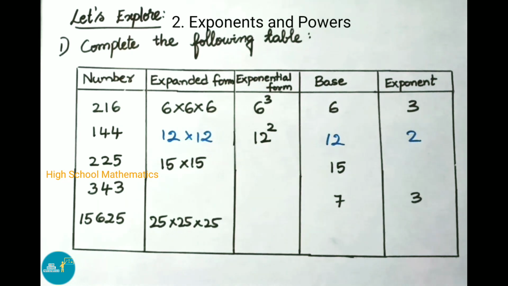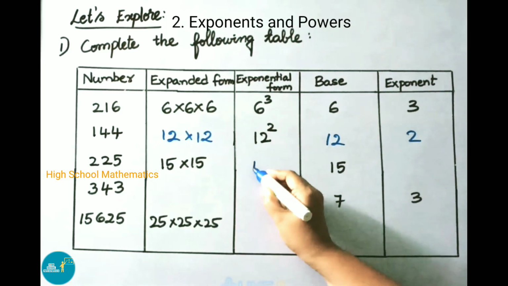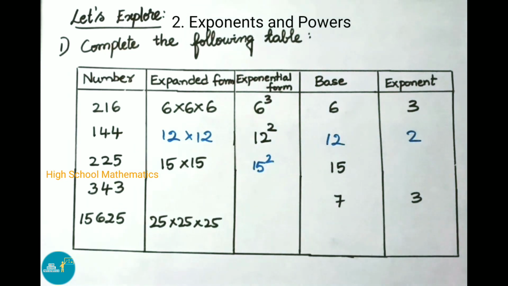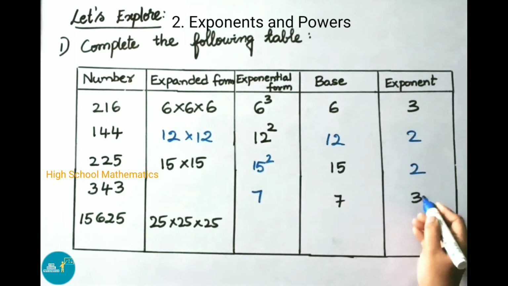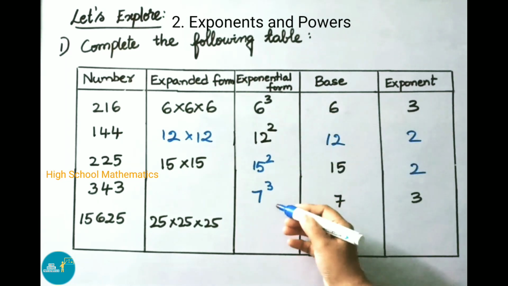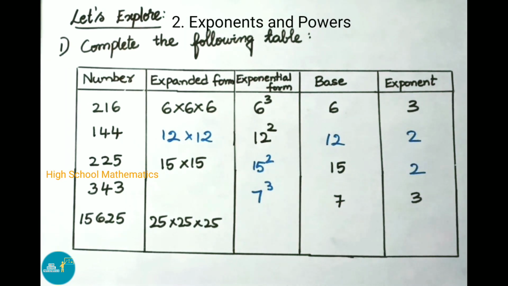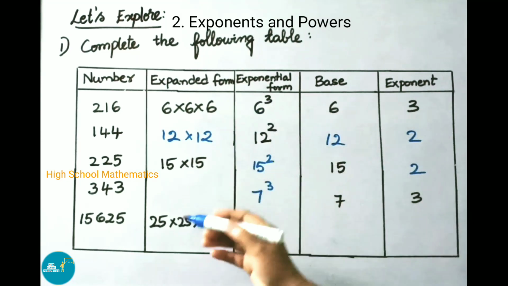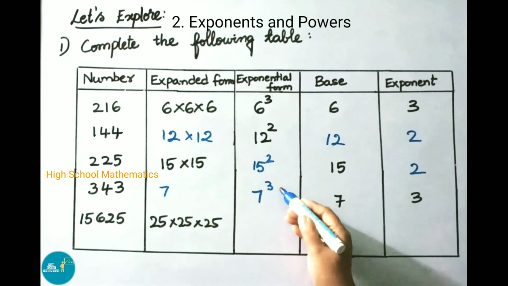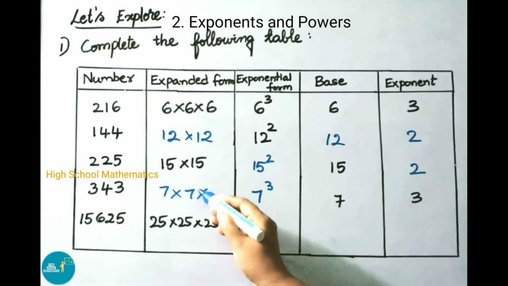Now the next one, 225. They have given the expanded form, that is 15 into 15. So let us write the exponential form: 15 power 2 or 15 square. Here base is 15 and exponent is 2. Now the next one, 343. Here base they have given is 7 and exponent is 3. So exponential form is 7 cube or 7 power 3. From the exponential form we can write the expanded form: 7 power 3 means 7 multiplied 3 times. So 7 into 7 into 7.